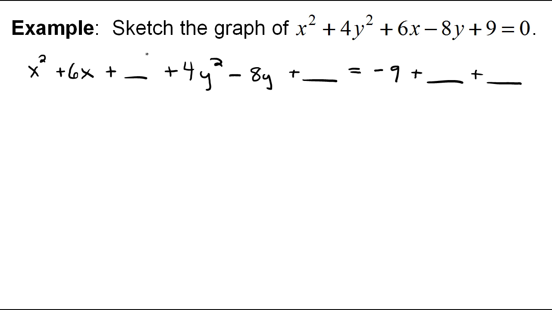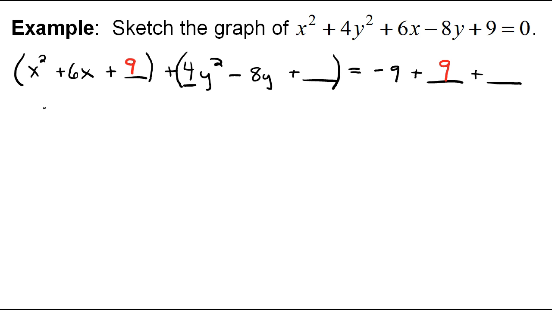Now, I can go ahead and put these in parentheses because this has a 1 in front of it. But there's a problem here. I've got a 4 here and I cannot complete the square as it is. I mean, I have my parentheses here, but I can't complete the square. I can go ahead and complete the square with this one. Take half of 6 is 3, squared is 9. So this becomes a 9, and this is a 9.